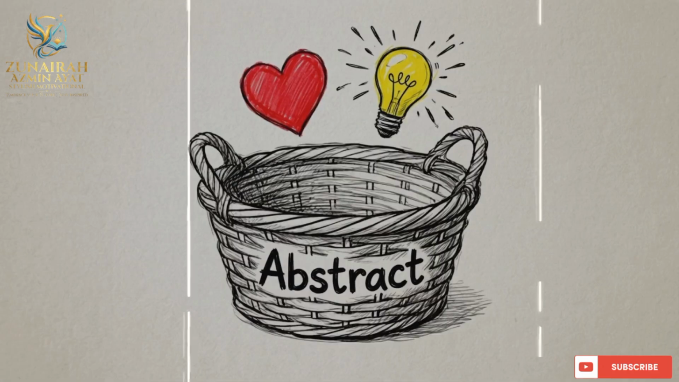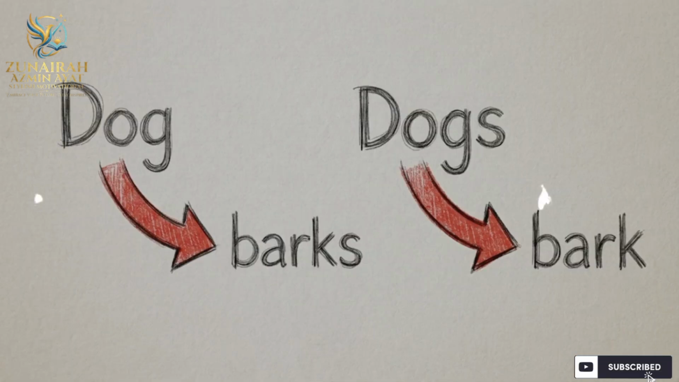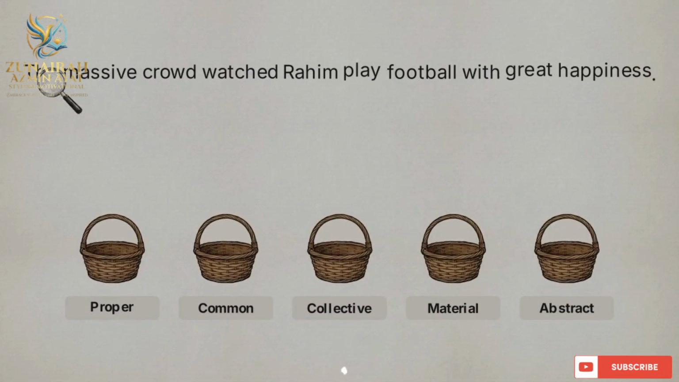Finally, basket 5 is the abstract noun, or gun bhav. These are nouns we can't see or touch, only feel or understand, like honesty or love. Sorting nouns this way tells you how they behave in a sentence, whether they can be plural or need a singular or plural verb. Watch the magnifying glass isolate targets.